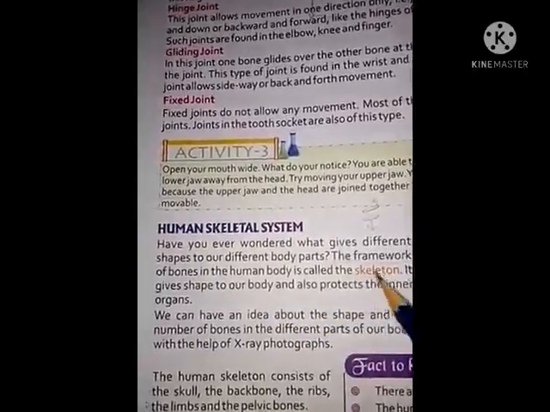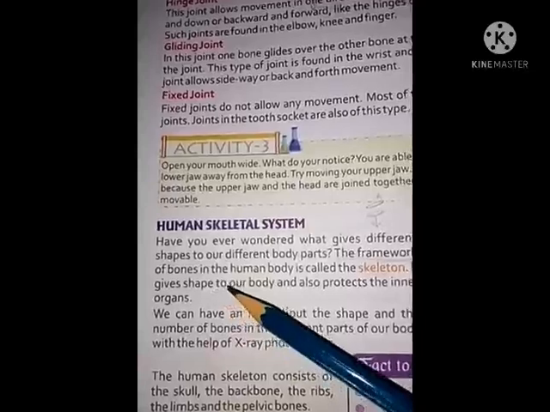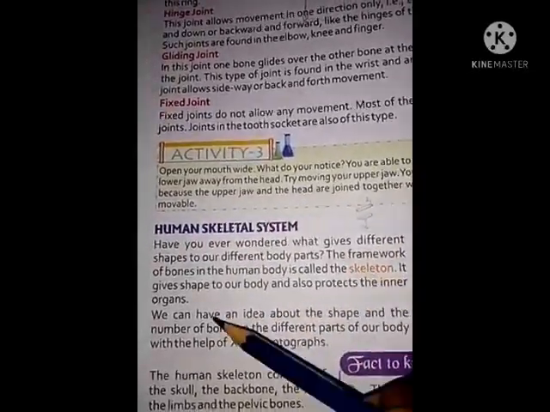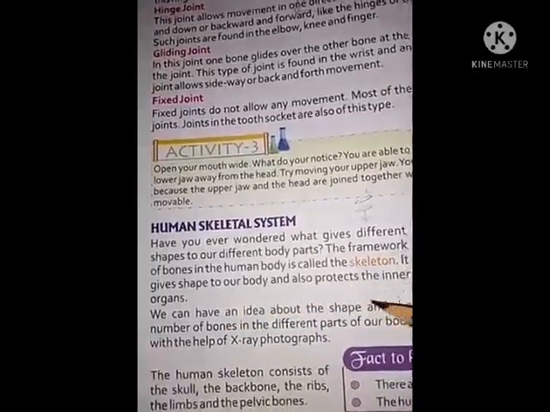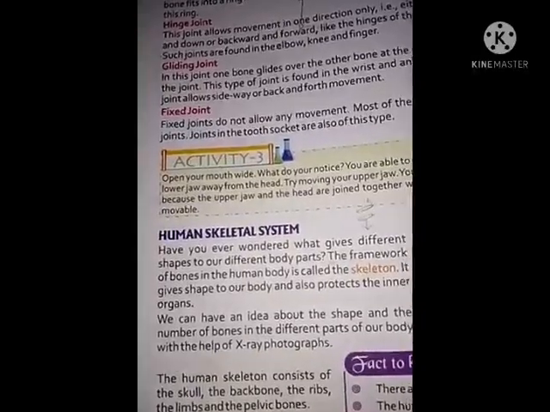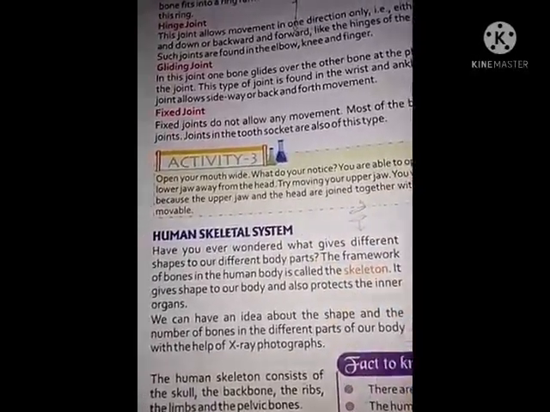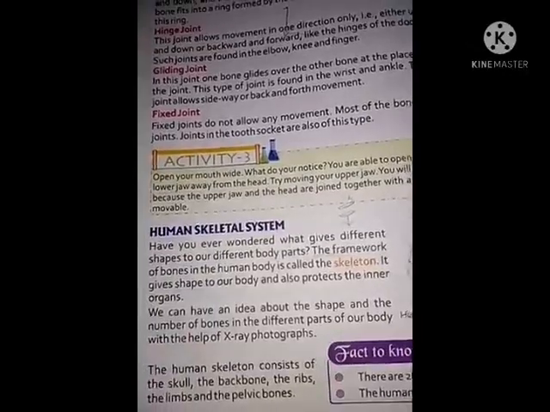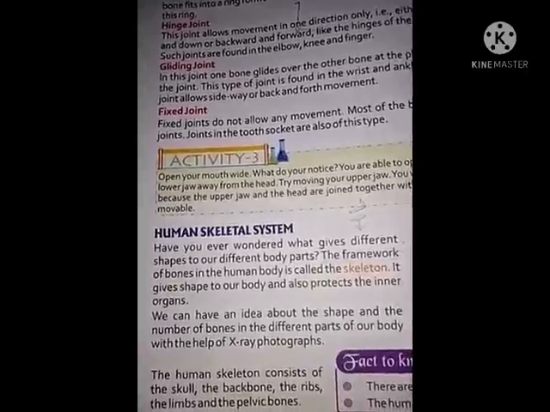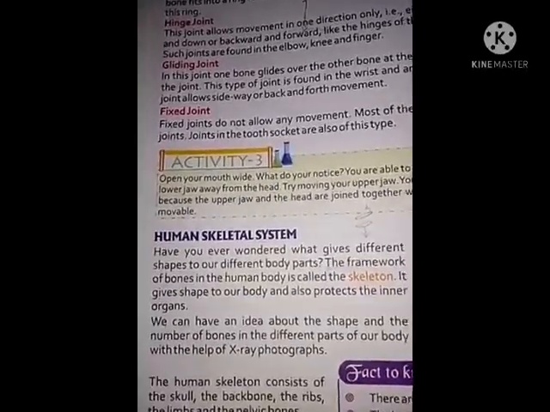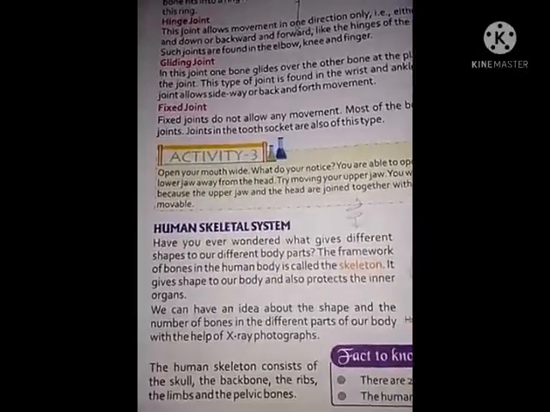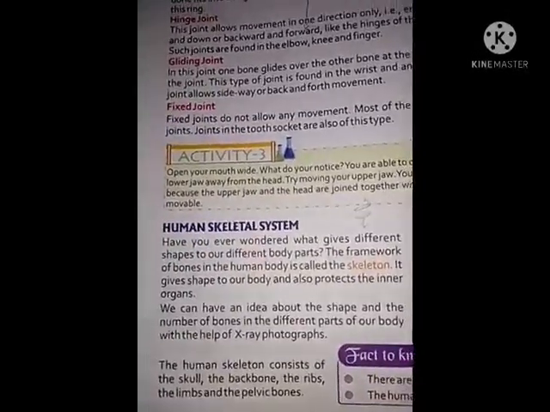Underline this sentence and remember this. The skeleton gives shape to our body and also protects the inner organs. Skeleton protects the inner organs because it is the framework. Inside it, different organs are present. So if any injury happens, first the bone will fracture. After that, the injury will come to the organs.